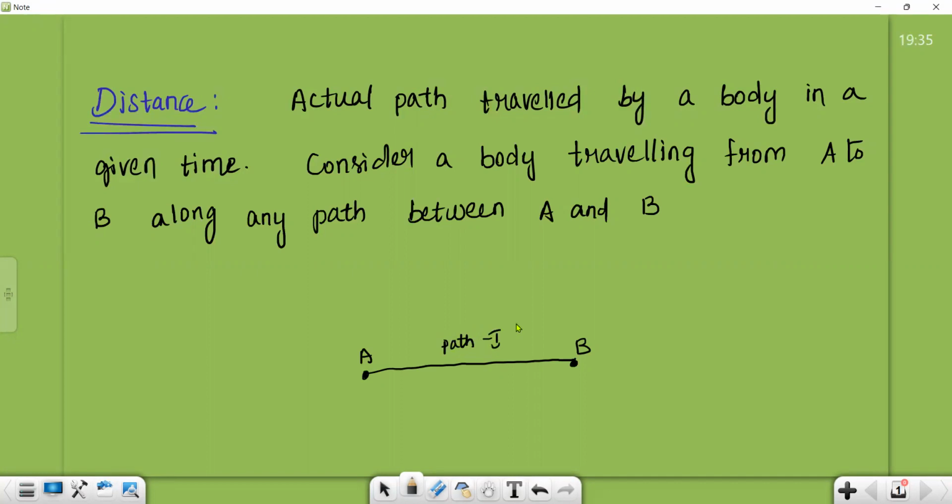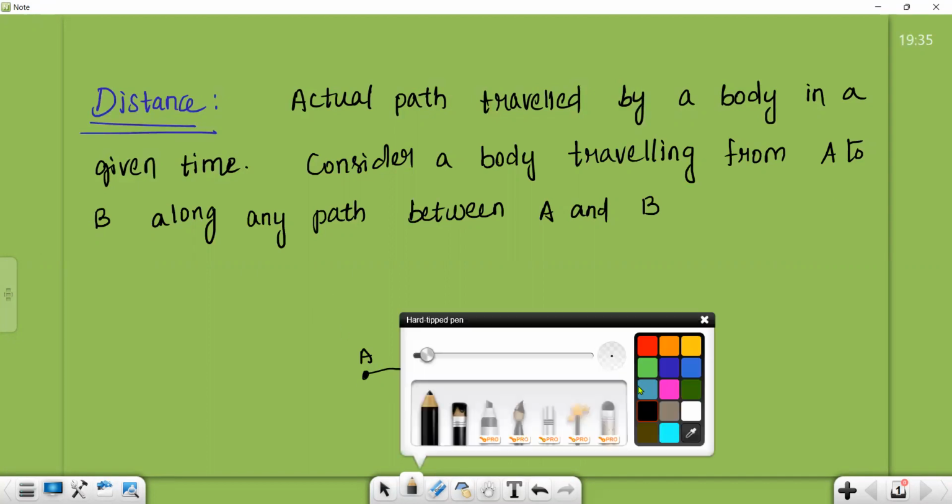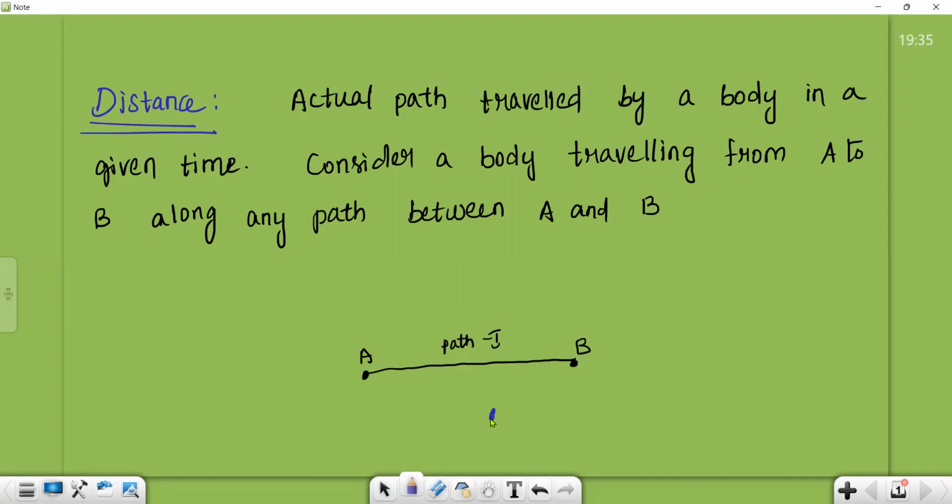This is the distance. Next, suppose this body traveled from A to B via some other point, like C. It moved like this, traveled to point C and then came to B. Now the distance traveled is AC and CB. This is path 2. In the first case, the distance may be 10 kilometers. In the second case, it can be 20 or 30 kilometers. Whatever the body travels, that is called distance.